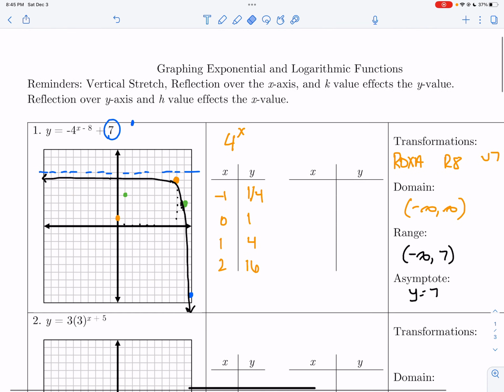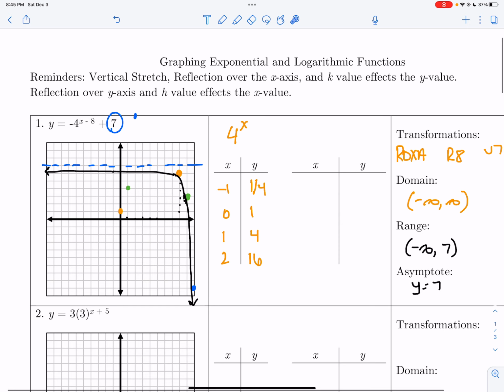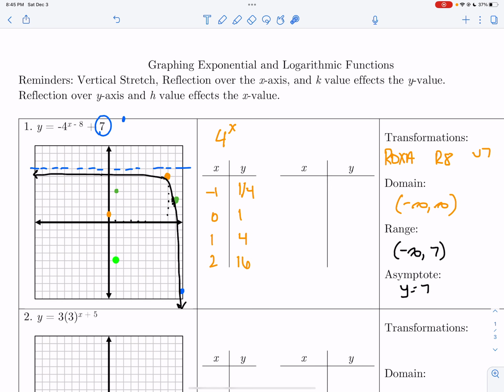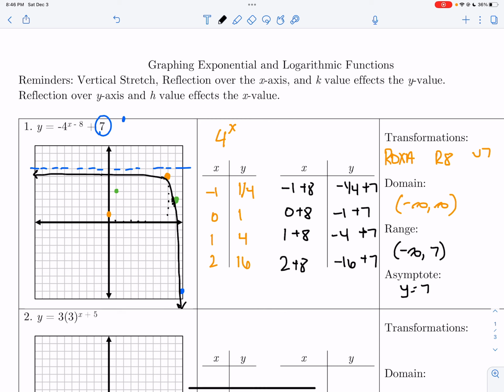Here's the thing. If you saw with my graph, with a reflection across the x-axis, it affects the y value. Since it affects the y value, I know that my y value is just going to turn negative. So I have -1, 0, 1, 2, -1/4, -1, -4, -16. And then I have right 8 units and then up 7. Now, if I'm going to the right, that's going to affect my x values. So +8, +8, +8, +8. Then my up 7 affects my y value. So +7, +7, +7, +7.